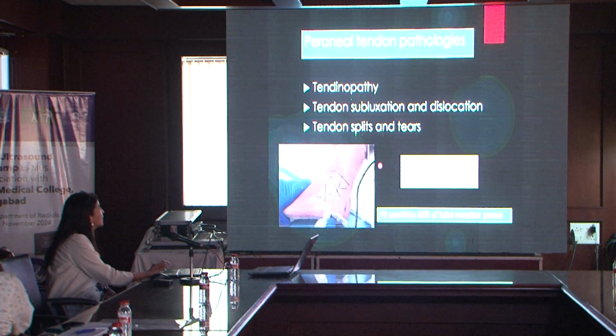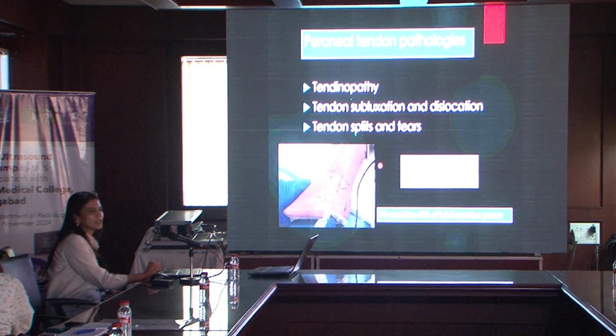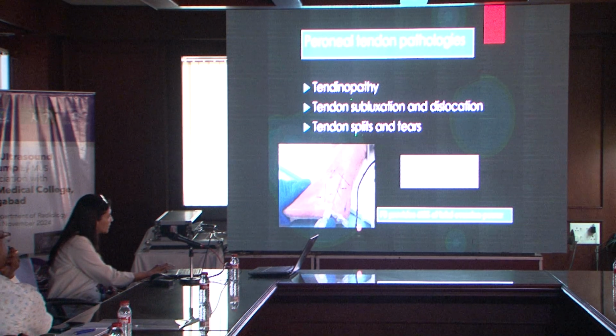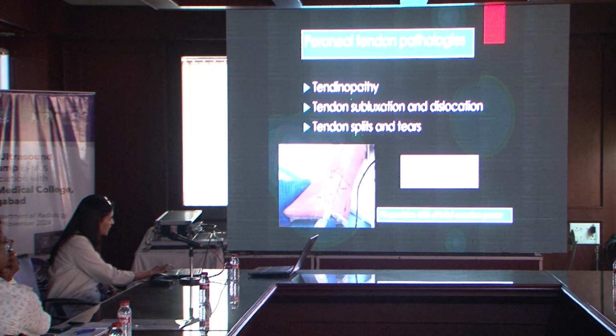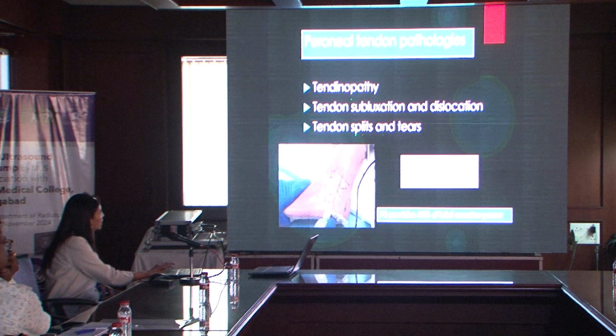For description purposes, we divide the lateral ankle pathology into zones. Zone A is under the superior peroneal retinaculum, zone B is under the inferior peroneal retinaculum, and zone C is under the cuboid notch. The pathologies involving the peroneal tendons would be tendinopathy, subluxation, dislocation, and splits and tears.